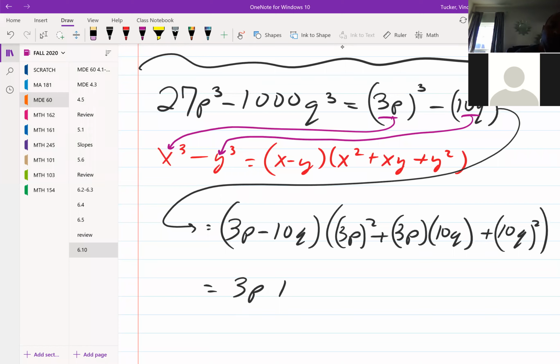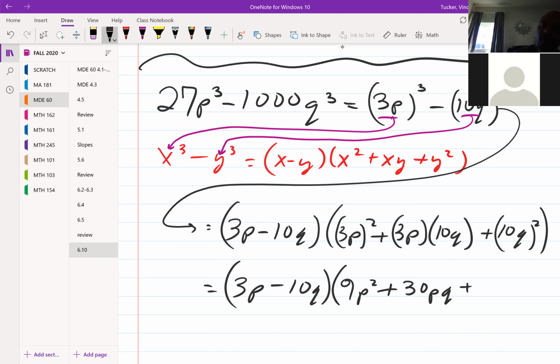3p minus 10q stays the same. 3p squared. So you got to square both of those. That'll be 9p squared. 3 times 10 is 30pq. Then 10 squared is 100q squared. And that will be a factorization.